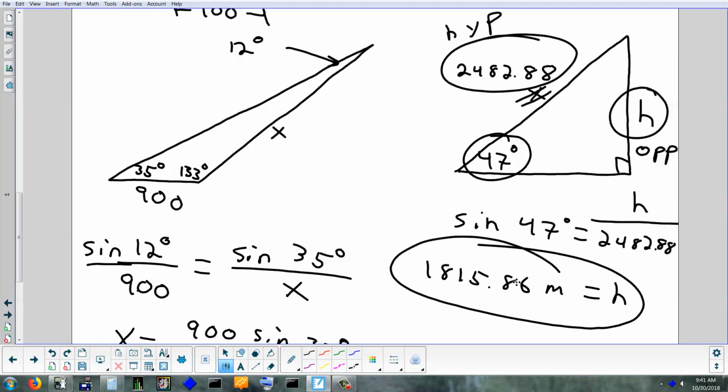Any questions on that? Okay, so that one was our hardest word problem because it was really two steps. You couldn't find what you wanted right away. You had to get something else first to then get what you wanted.